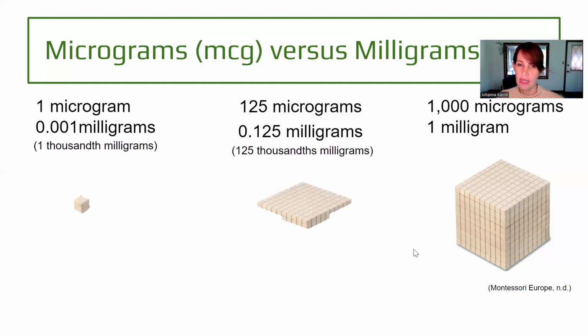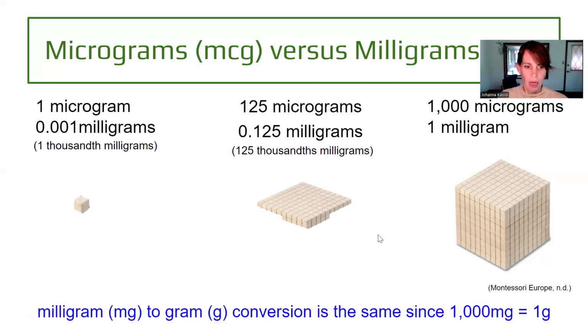So looking at something in the middle, this is 125 micrograms. You can see it's 125 of these little things, or 125 thousandths of a milligram. Just wanted to give you a visual representation of these different numbers so you understand when you're trying to convert them. The same is true of milligrams to grams. 1 gram is 1,000 milligrams, so a gram is bigger.